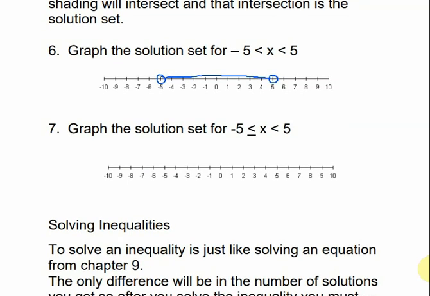For the next one, less than or equal to is closest to -5. So that means on -5 I would use a closed circle. And just less than is close to +5, so I would use an open circle on it. And then again, the x is in the middle, so I connect the two dots.